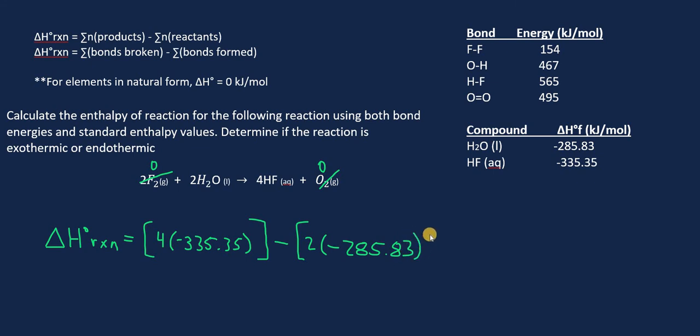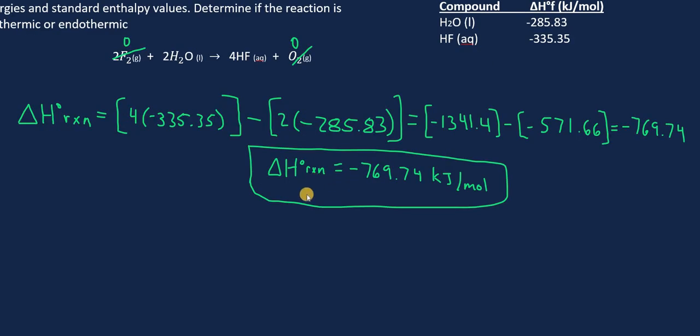And we're not interested in F2 because it's just 0. So we'll close bracket. Go ahead and do the math here, and this will give you the enthalpy of reaction. So using the standard enthalpies of formation, your enthalpy of reaction should equal negative 769.74 kilojoules per mole. And you'll notice, again, we got 2 different numbers doing the 2 different methods, and that's perfectly fine. So now we have to make a judgment call over whether this reaction is endothermic or exothermic.